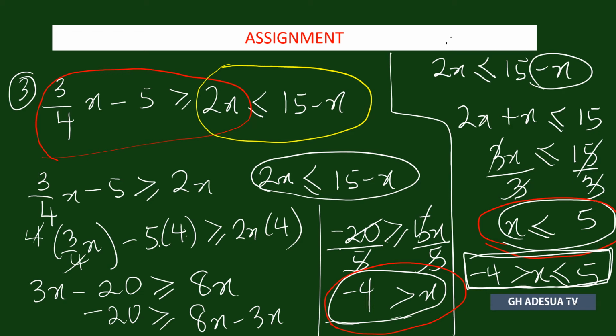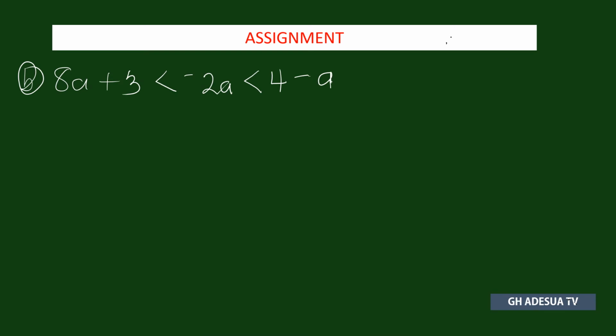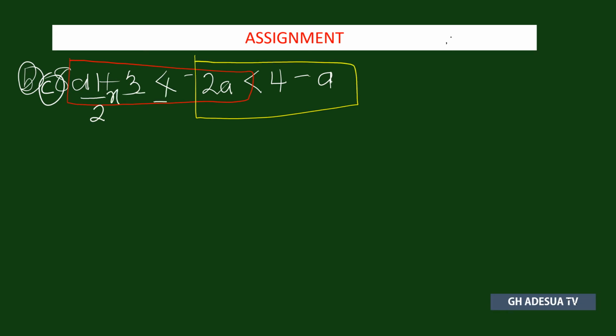Alright, move to the next one. Now in this question 2, we'll split it into our two halves. Let me make it the half. So you have this left side and then this right side. Okay, so let's first deal with the left hand side. We have 8a plus 3 less 2a.